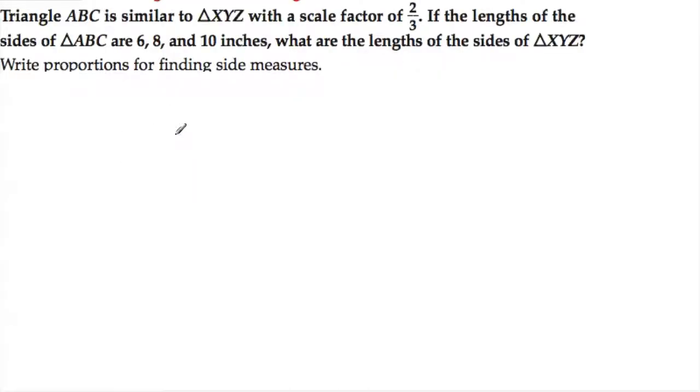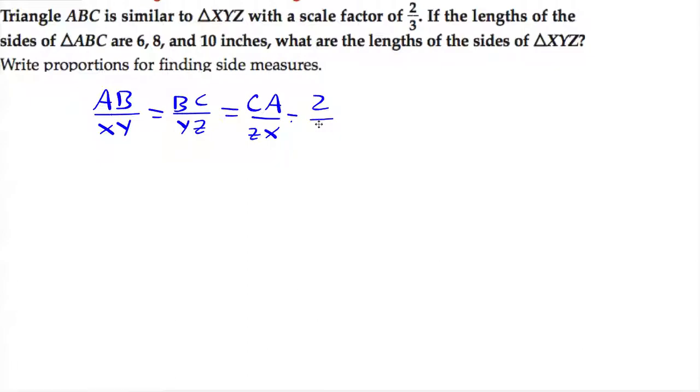So let's go through this one first. Triangle ABC is similar to XYZ, and that common ratio is called a scale factor of 2 to 3. If the lengths of the sides of ABC are 6, 8, and 10, we want to find the lengths of XYZ. So we're going to write out the proportions for finding the sides. We know that AB to XY is equal to BC to YZ, and that's equal to CA to ZX, and that's all equal to 2 to 3.